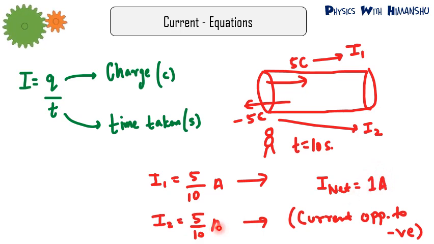Because always remember, the direction of flow of current is parallel to the flow of positive charge and opposite to the flow of negative charge. This is a very important concept. And this formula is for average current. Okay, now we'll be discussing instantaneous current.